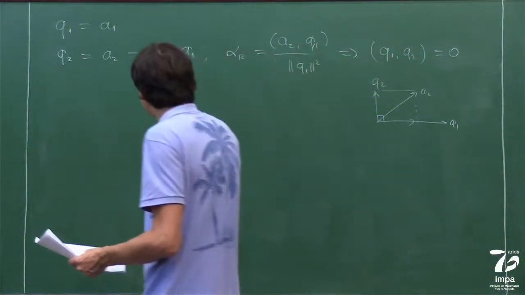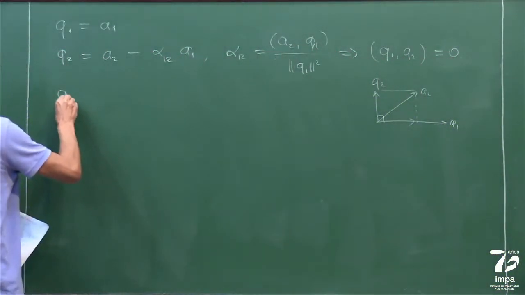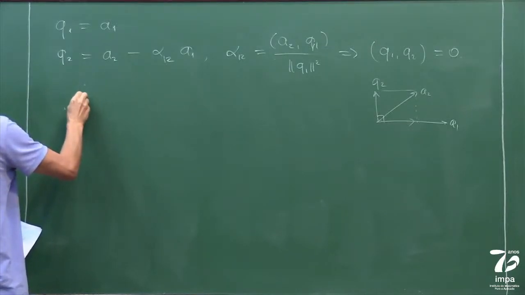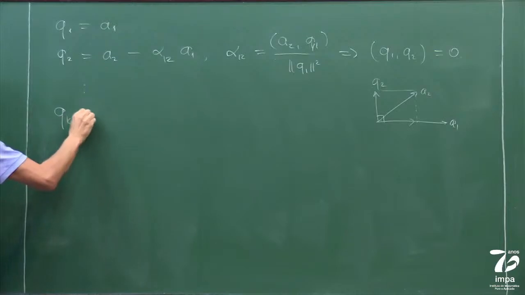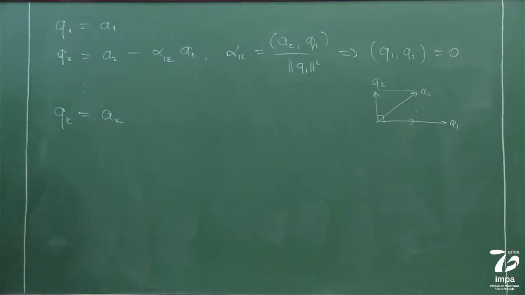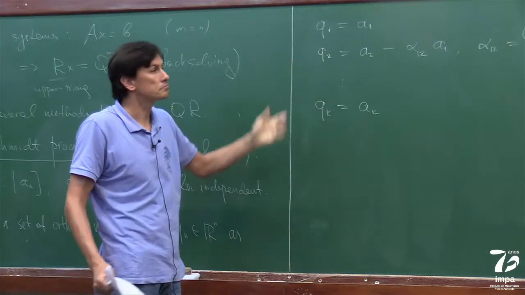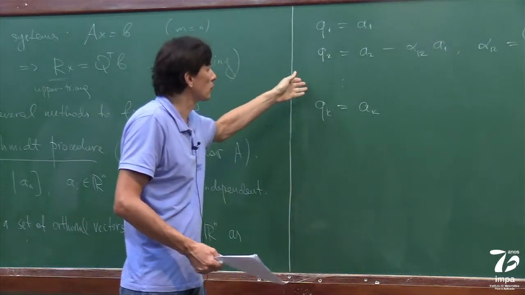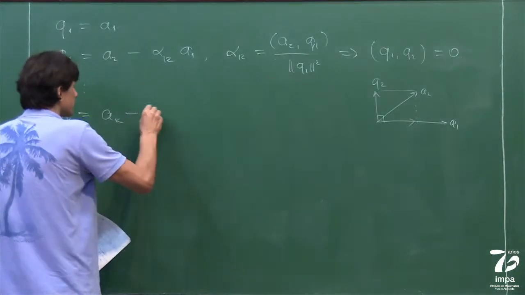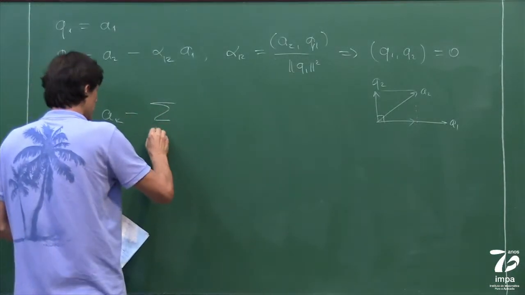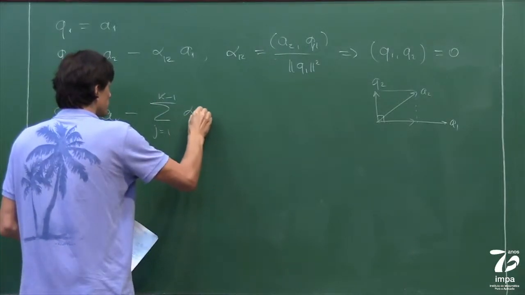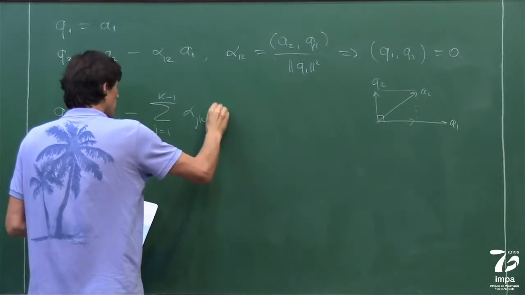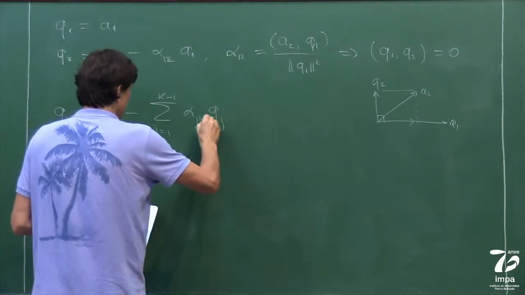So the next, and so on. At every vector qk, you take ak, and you subtract all the projections onto the previous directions. And then it will be orthogonal to all the rest. So it's minus the sum over j from 1 to k minus 1. The projection coefficient is alpha jk, times qj.